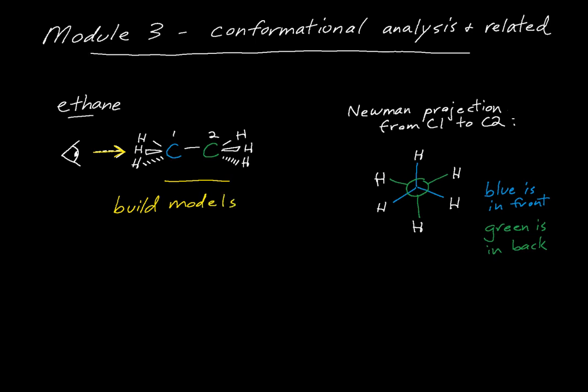If we look at it on edge, we need a way to draw that, and we do that using the Newman projection. It's really useful to say where you want your projection to be viewed from. So I say from C1 to C2, from carbon 1 to carbon 2 here. If we look at it from carbon 1 to carbon 2, we have the front bonds attached to carbon 1 in blue. So it's color-coded here. The blue is in front, the green is in back.